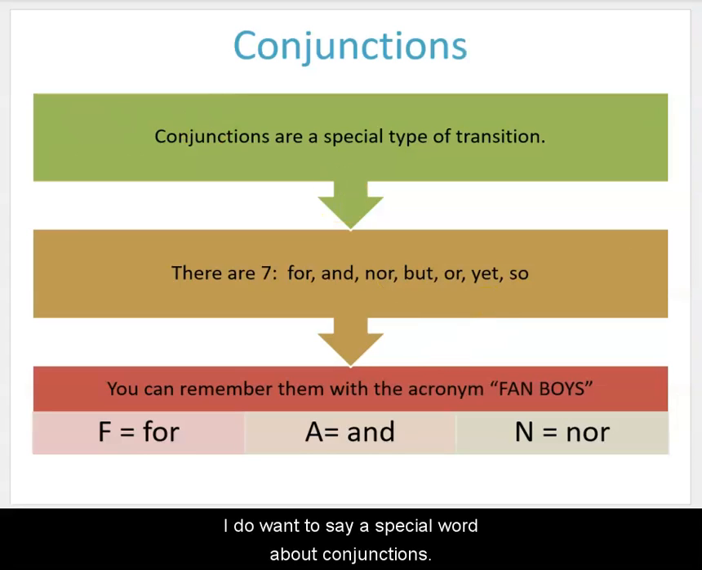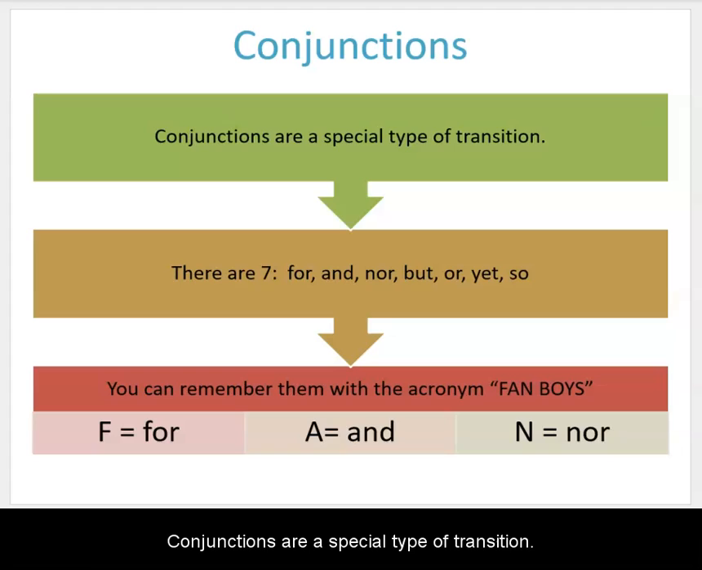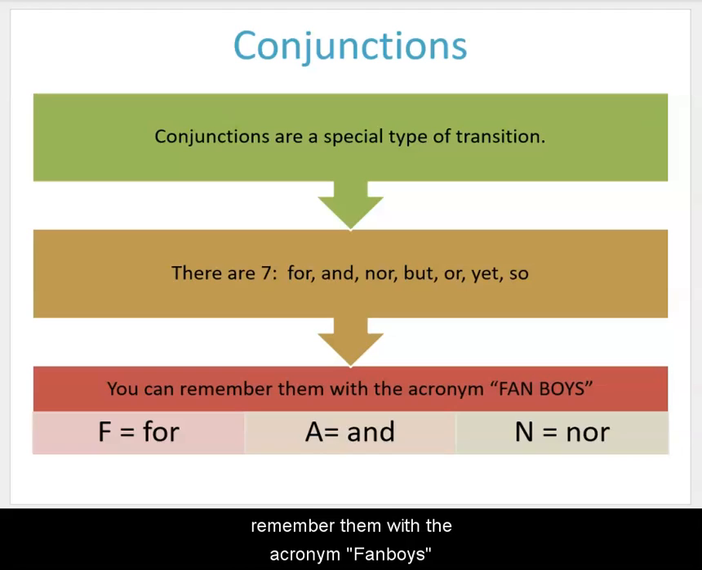I do want to say a special word about conjunctions. Conjunctions are a special type of transition. There are 7 of them: for, and, nor, but, or, yet, and so. And you can remember them with the acronym FANBOYS. F for, A for and, N for nor, B for but, O for or, Y for yet, and S for so.